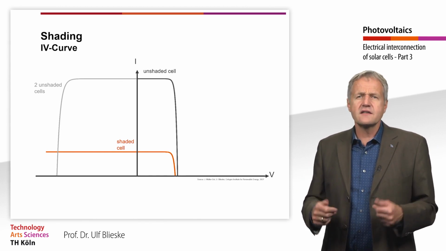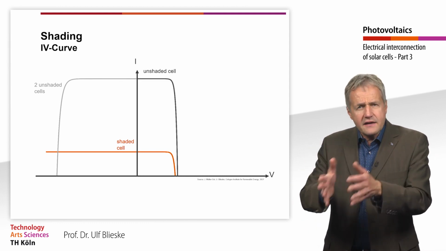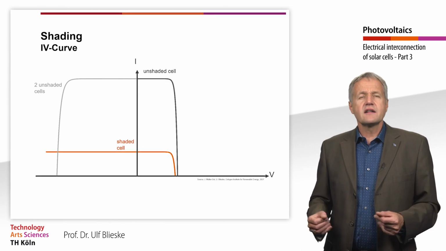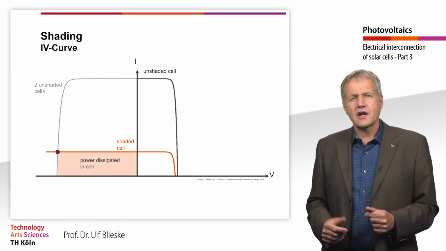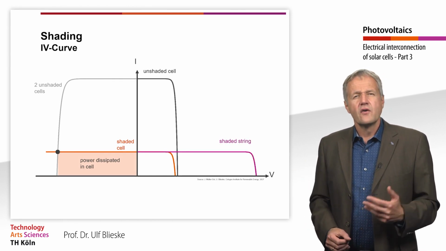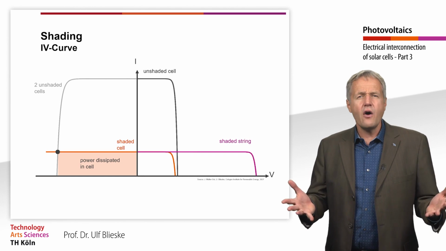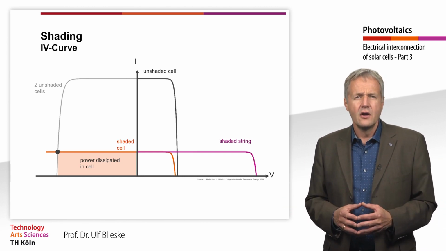We can obtain the characteristic curve of the cell string by adding the voltage of the individual cells for a given current. Compared to the characteristic curve of the unshaded string, we see that the current is now almost completely determined by the shaded cell.